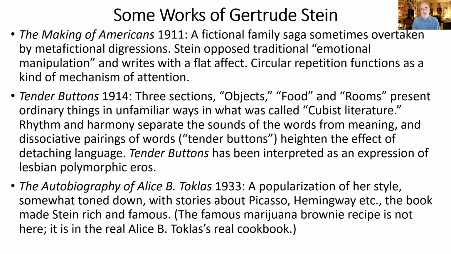And then later on, 20 years later, she writes The Autobiography of Alice B. Toklas. That's the one that everybody's always heard of. She was already pretty famous among the avant-garde, among bohemians, but she wrote this and it was a popularization. She put in a lot of juicy stories about Picasso and Hemingway and all these other people. And this book made Gertrude Stein rich and famous. When she traveled to the United States in the 1930s, she was greeted as a hero everywhere she went. And this is a really experimental writer. I don't think anything like that could happen today.